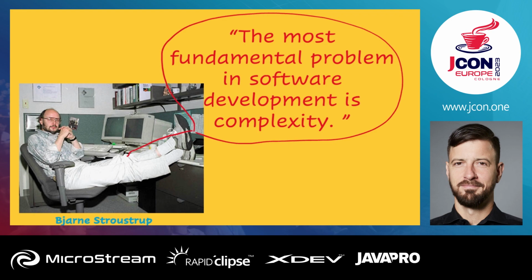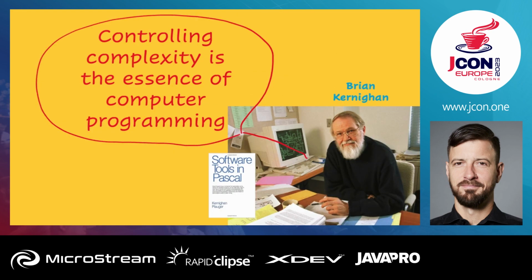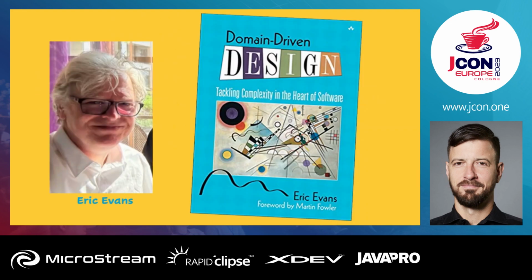Okay, so controlling complexity, important thing here. Most fundamental problem, according to Bjarne. And Brian Kernighan, also interesting quote, said, controlling complexity is the essence of programming. So what we are doing when we are programming is we want to control complexity, right? And this is where DDD, domain-driven design, comes into the game.